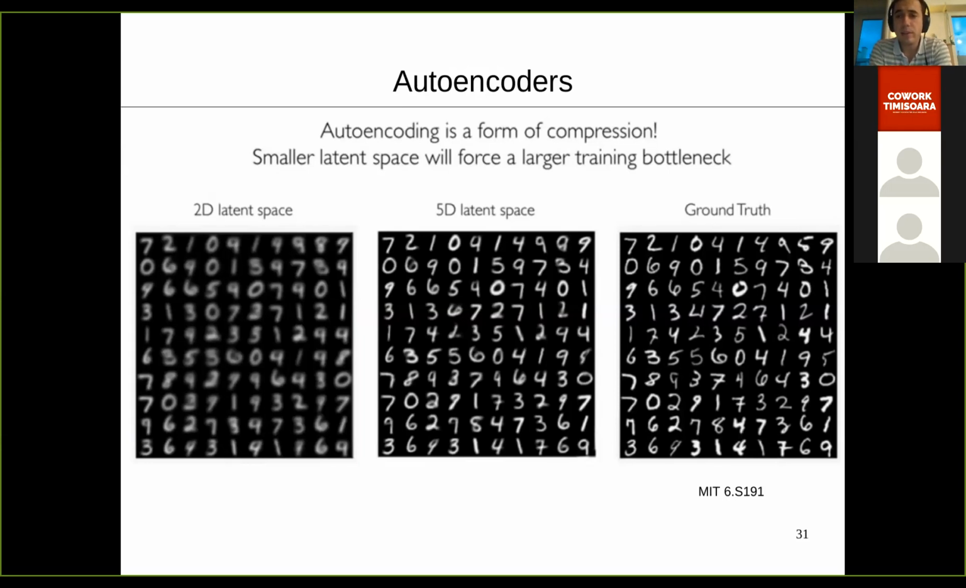A better way is to have a vector Z of latent variables with, for example, 5 dimensions. It's closer to the ground truth, as you can see from the 2 images.